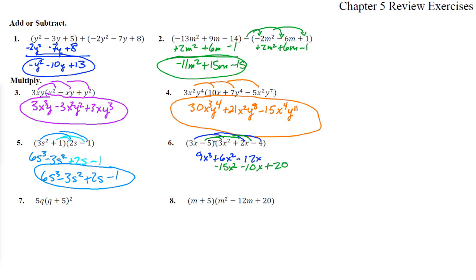And notice the binomial times the trinomial, we ended up with 6 terms. 2 times 3 is 6. Before we simplified everything, now let's add all the common terms together. So we end up with a 9x cubed minus 9x squared minus a 22x plus 20. And there we have that one. Excellent. Number 7. 5 times q plus 5 squared.